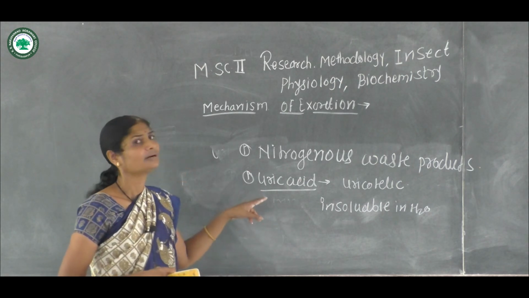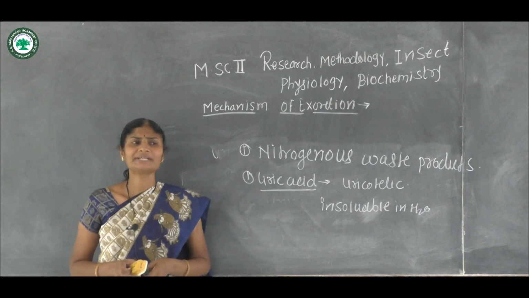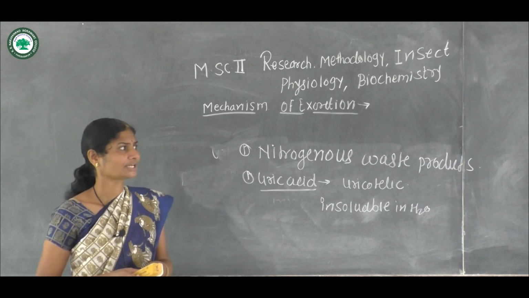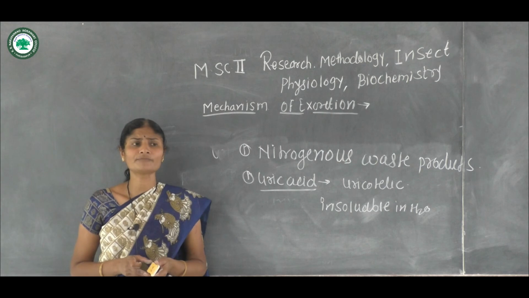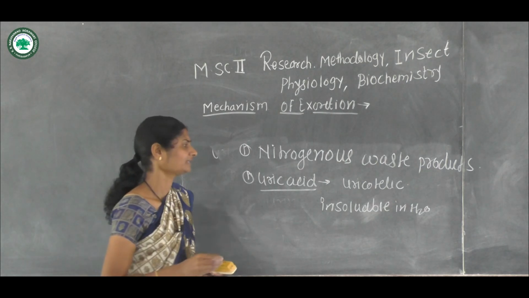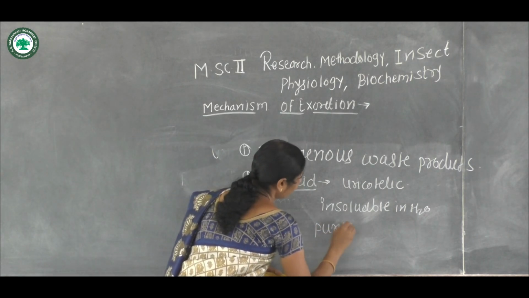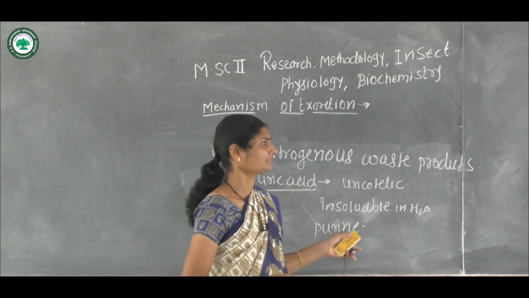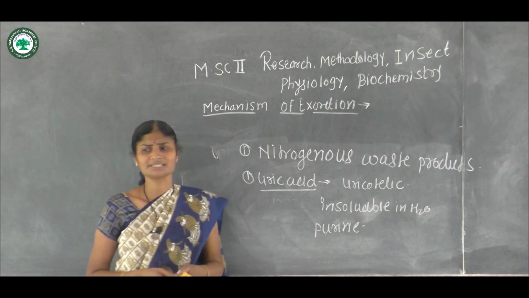Uric acid is present in terrestrial insects. It requires only a little water for its discharge. The uric acid is derived from the metabolism of purines, that is guanine and adenine, and from the proteins.